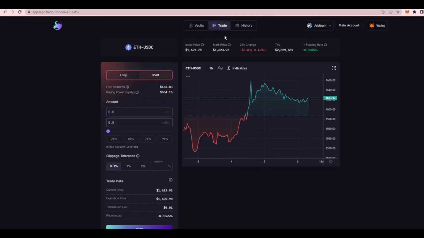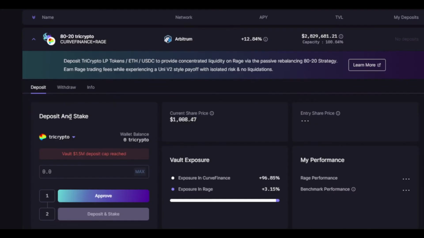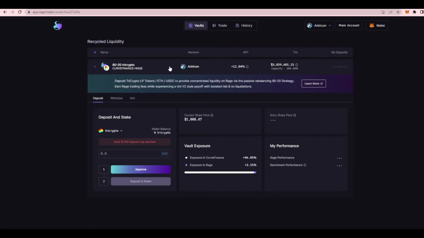And now that we've seen how to place trades, we're going to click on this tab here, which shows us the vaults. So this shows the recycled liquidity that Rage Trade uses. So you have here a vault where you can deposit TriCrypto LP tokens, USDC, WETH, and ETH. Now we're going to take a look into some of the Rage Trade docs to really explain what's going on here, and this will make a lot more sense.